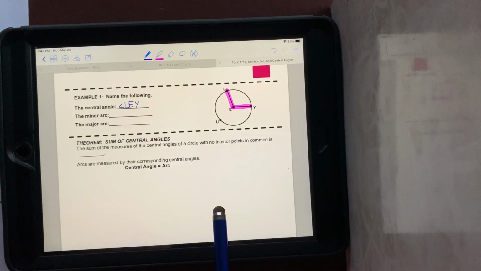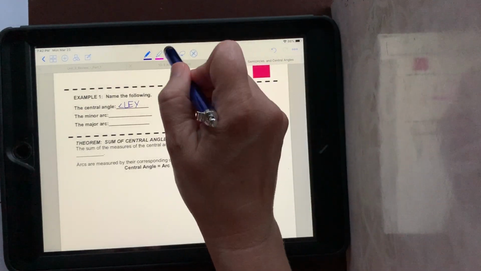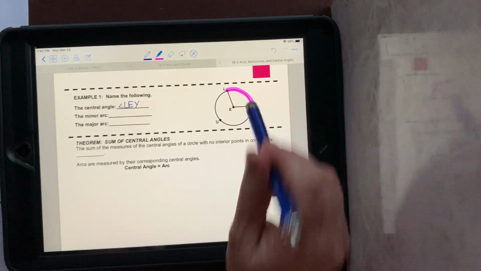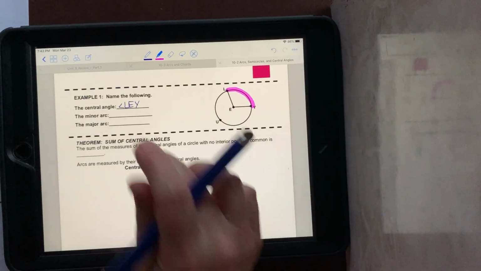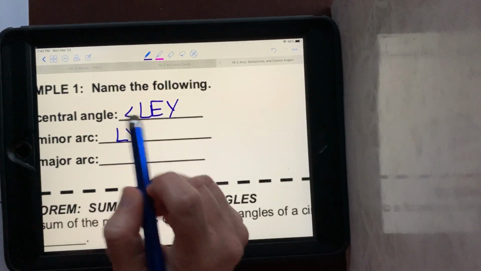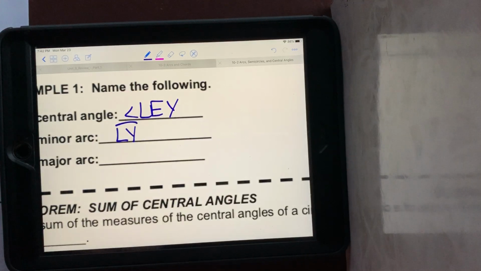Minor arc, we said, is less than 180 degrees, and remember a circle is 360 degrees. So 180 would be the halfway mark. Minor is going to be less than 180. Major will be greater than 180. So minor less than half the circle, major greater than half the circle. So if we look at our picture here, we can see that from L to Y is going to be less than half the circle. So we can write this minor arc, LY, but then we have to put the little arc symbol over it to show that it's an arc. You know, we always label everything.